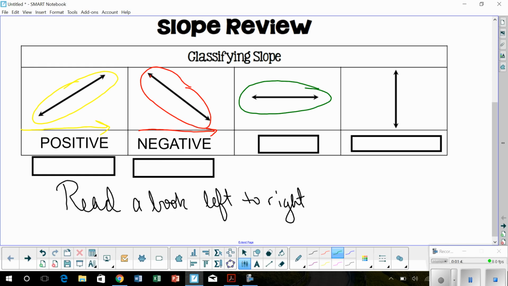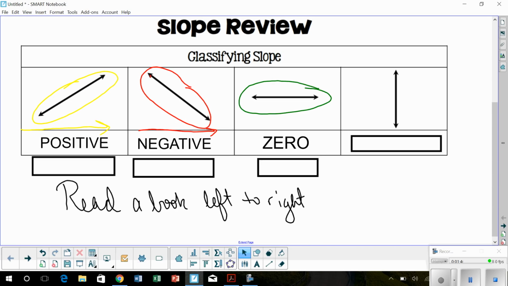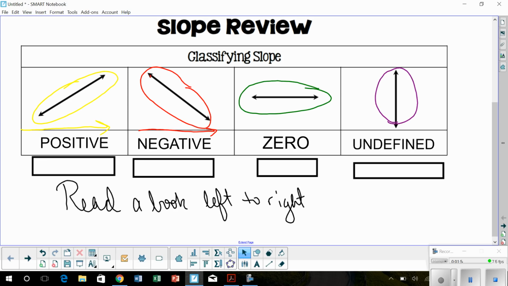For this one, it's just a zero slope because it's a constant. And for the last one, it's going to be undefined because it's a vertical line.